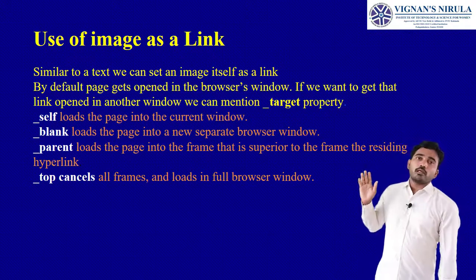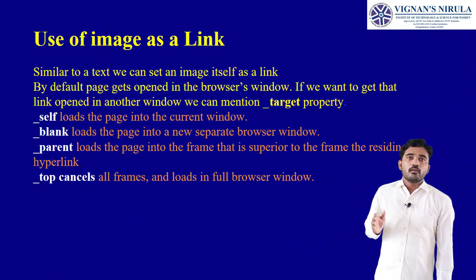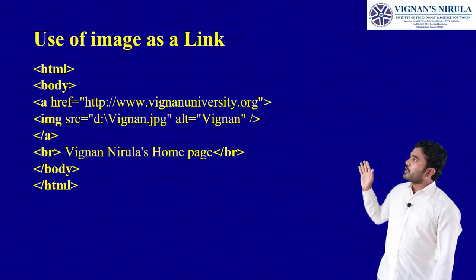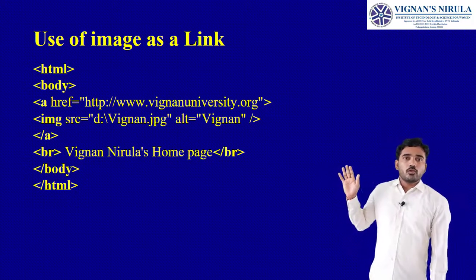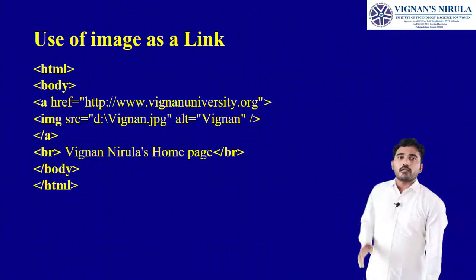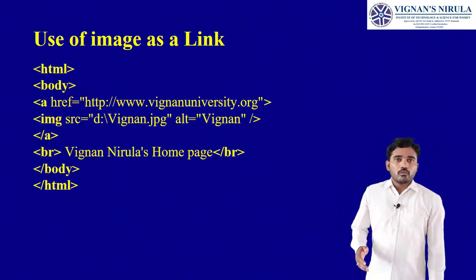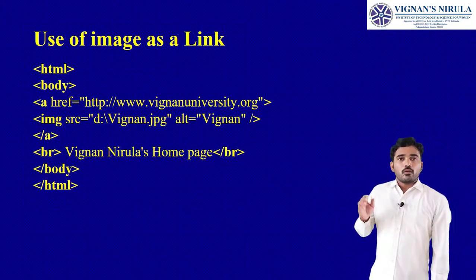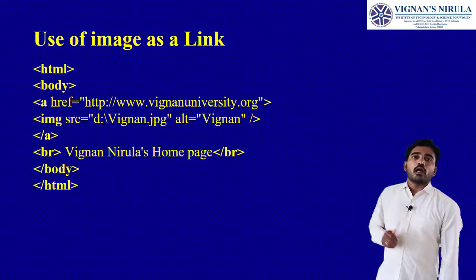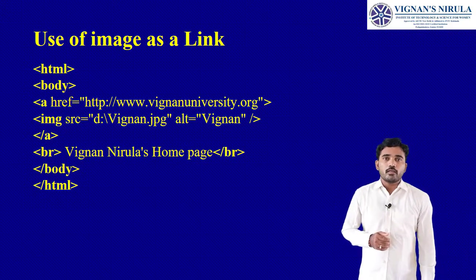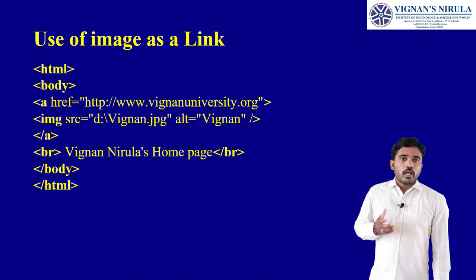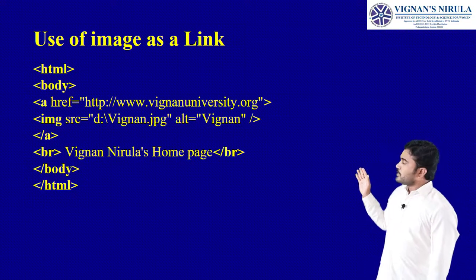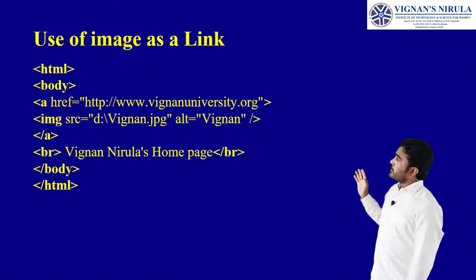Coming to the example of how we are going to use an image as a hyperlink. As usual we have started with the HTML and head, and coming to the body, we initially started with an anchor tag, where I have used the reference as vignanirula.org. Followed by that, in the next line I have used img src, where img is the image tag, and the src image I have used is the Vignan Nirula College logo. The alternate message that I want to display is Vignan, and there I have closed the anchor tag.